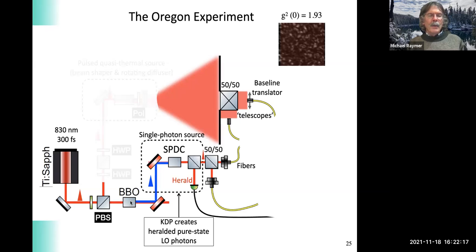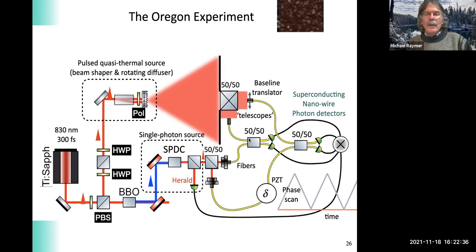We do that with a BBO crystal, which first produces red light. Turns red light to blue light, and then goes into the PDC crystal, which produces a pair of red photons. One of those hits a herald detector, which goes off to our electronics. And the other one goes into a fiber and then interferes on a fiber beam splitter with the 2 paths, as I showed in the earlier schematics. It's split into 2 paths. Each path can interfere 50-50 with one of these fiber outputs.